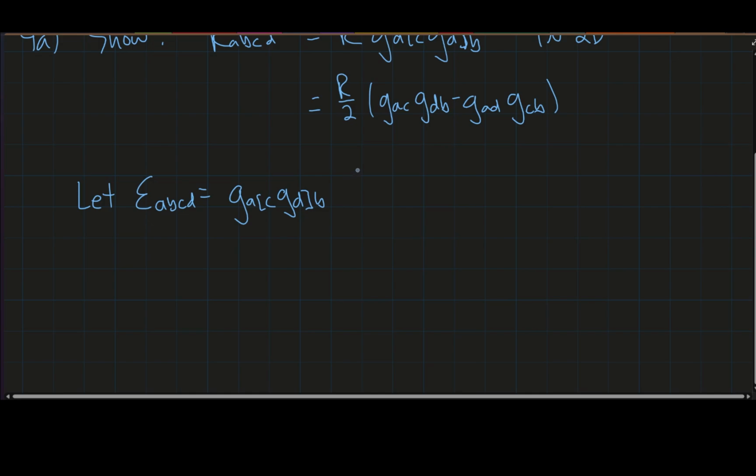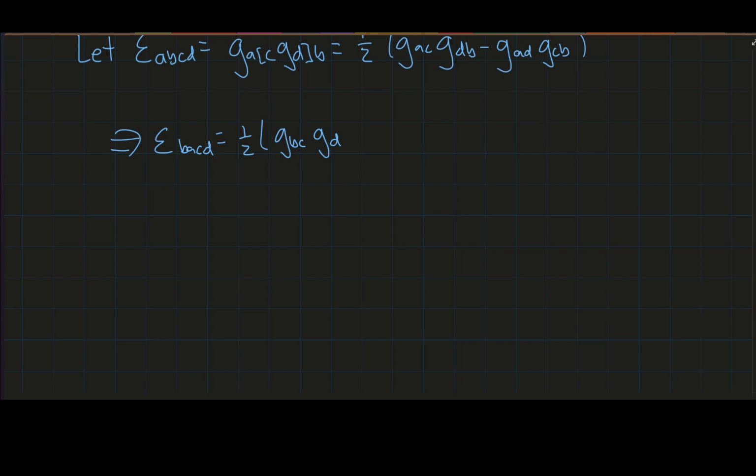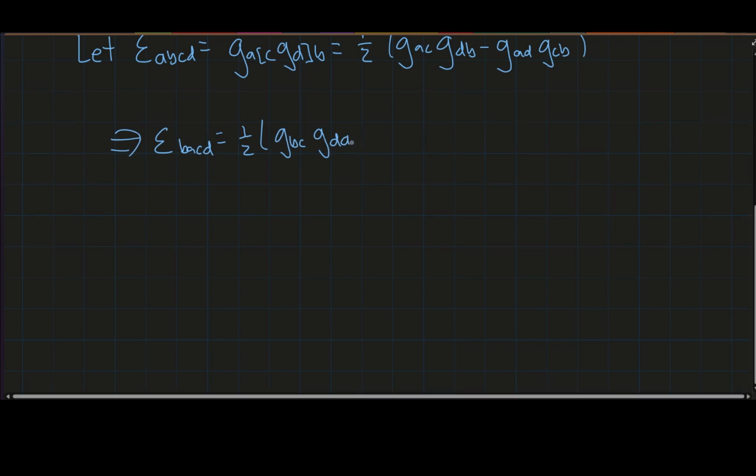Okay. So expanding this more explicitly, obviously we have 1/2 g_AC g_DB minus g_AD g_CB. So let's start by looking at the 3 symmetries of the Riemann tensor here and seeing if this tensor also satisfies those things. So we can look at epsilon, say, BACD. So this is going to be 1/2 g_BC g_DA, pardon me, minus g_BD g_CA, basically just flipping the B and A in the above.